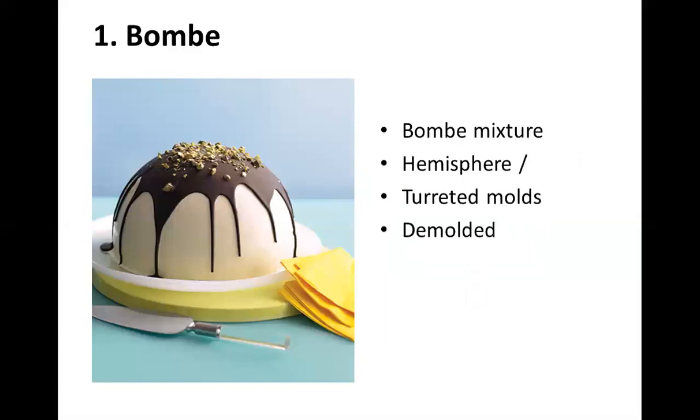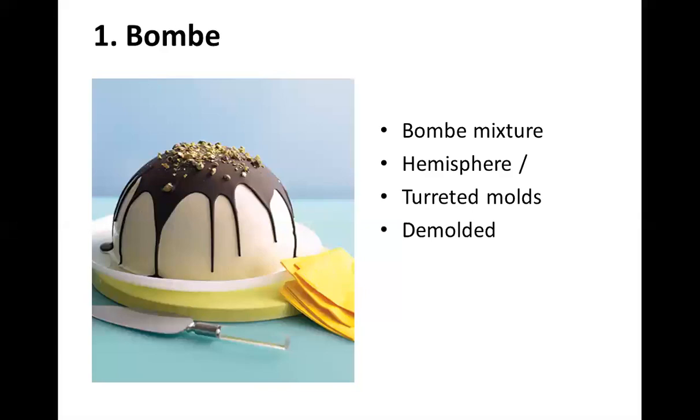That is a still frozen dessert. First one is a bomb. So different flavors of the bomb mixture or the parfait are laid into a bomb mold. Basically, the bomb or the parfait mixture is made from egg yolk, and the hot syrup is added onto that. This is one way.